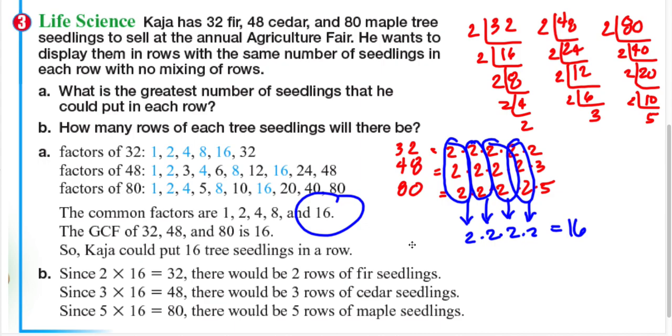Okay? And that's how you answer that particular example. And that's the end of our lesson on GCF.